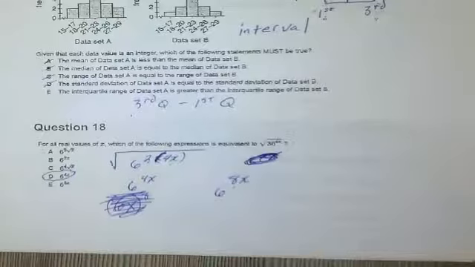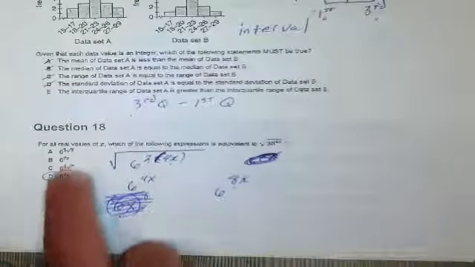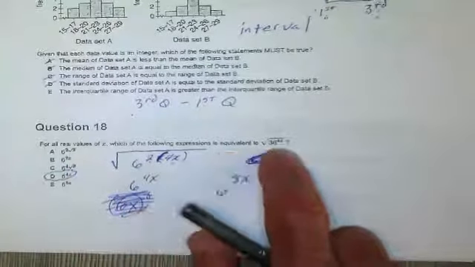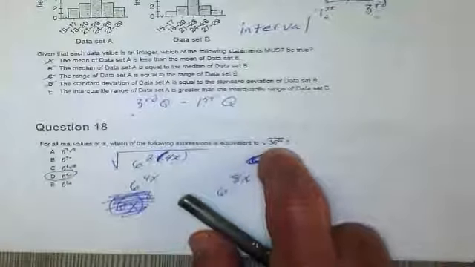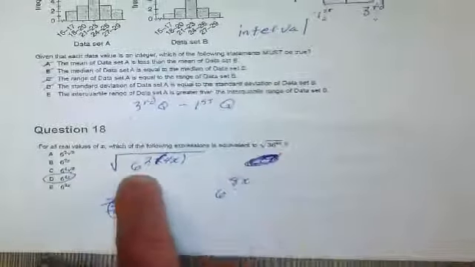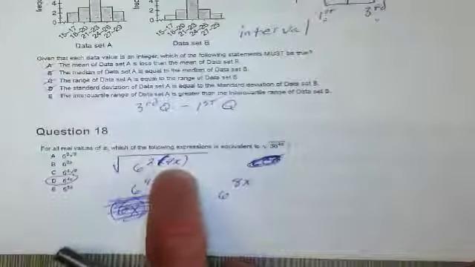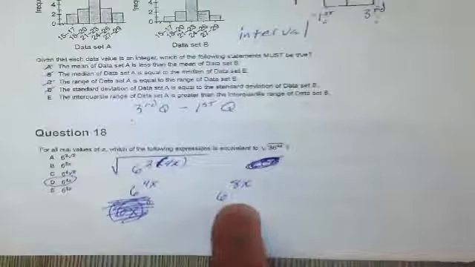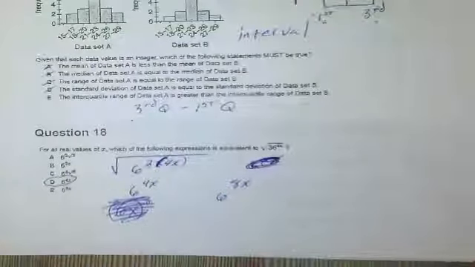Okay, then on number 18, for all real values of x, which of the following is equivalent to the square root of 36 to the 4x? Well, I changed 36, which is a perfect square, to 6 squared. That makes 6 squared times, and the 2 is times the 4x, which makes 8x. It looks like this underneath the radical.